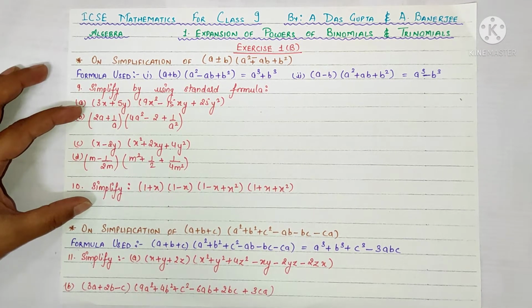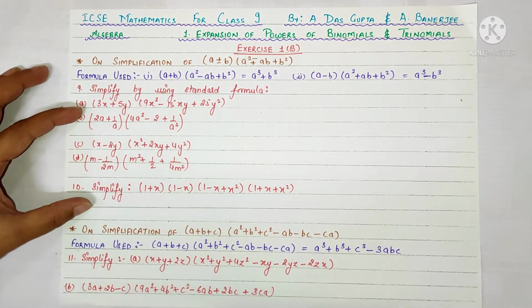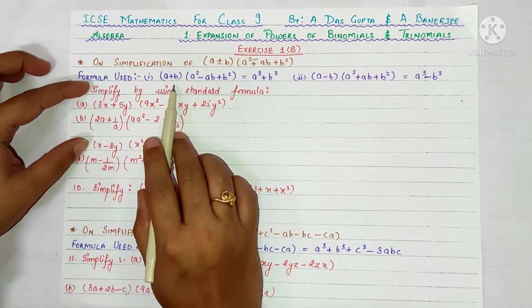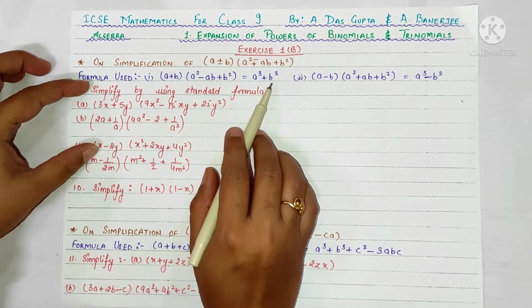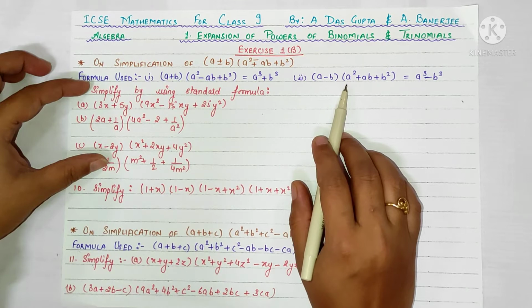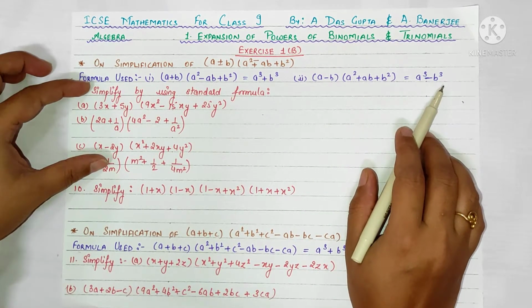तो आइए शुरू करते हैं फर्स्ट क्वेश्चन जिसका टॉपिक है ऑन सिंप्लीफिकेशन ऑफ (a plus/minus b) into (a square minus/plus ab plus b square). So we are going to use here two formulas that we have studied previously, that is (a plus b) into (a square minus ab plus b square) is equal to a cube plus b cube, and second one is (a minus b) into (a square plus ab plus b square) which is equal to a cube minus b cube.